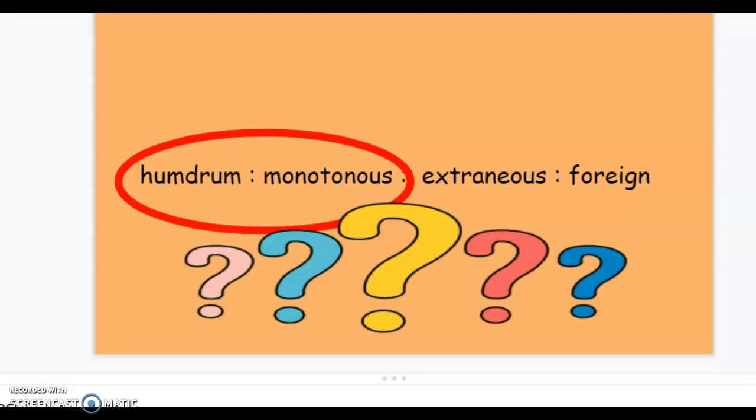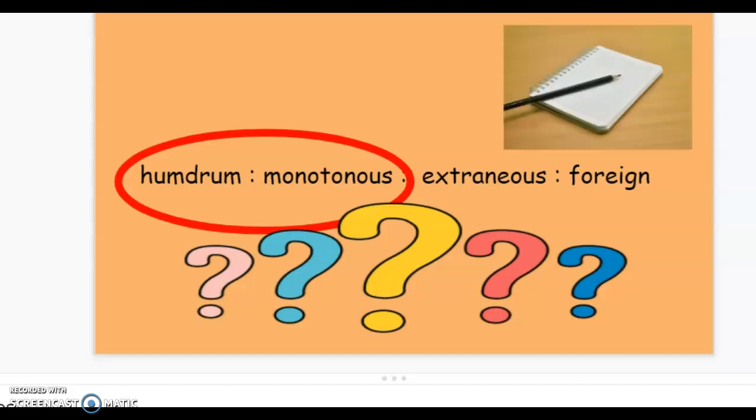How can we prove this is a related analogy? First, we look at the first two words, humdrum and monotonous. You might be thinking, what do these words even mean? Or how do you say these words again? There will likely be many times in this activity where you will see words you have never seen before, or that you see words you have seen before, but you don't know what they mean.